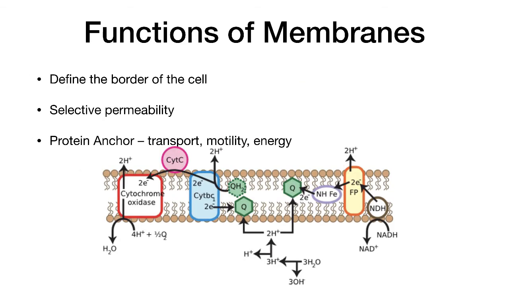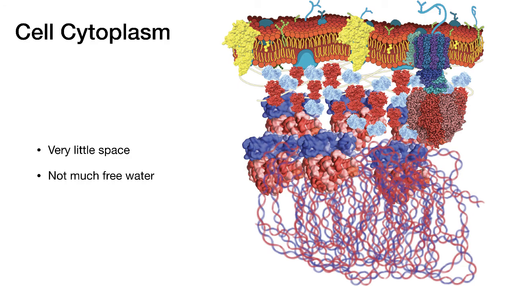In summary, membranes perform three functions. They have a selective permeability that keeps the cell components in and the environment out, and they serve as an anchor for proteins that carry out various functions for the cell, such as transporting molecules in and out, moving the cell around, and generating energy. Before we leave the cell cytoplasm, I want to stress one more thing.